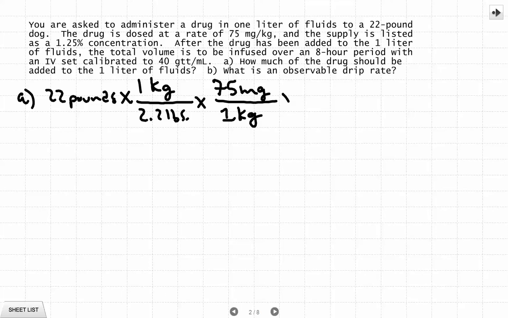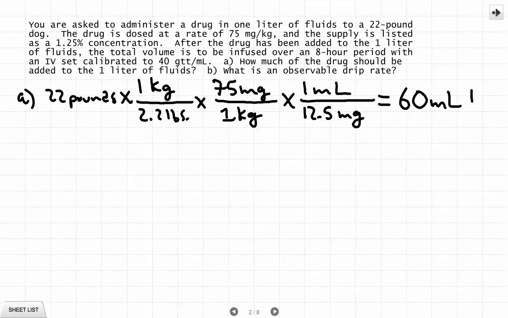And we know that based on the drug supply of 1.25%, when we multiply that by 10, we take our 1.25 and multiply it by 10, that means that in 1 milliliter of fluid, there are 12.5 milligrams. So when you go ahead and do the computation for part A, you find out that you want to take 60 milliliters of drug and add to the 1 liter of fluids.